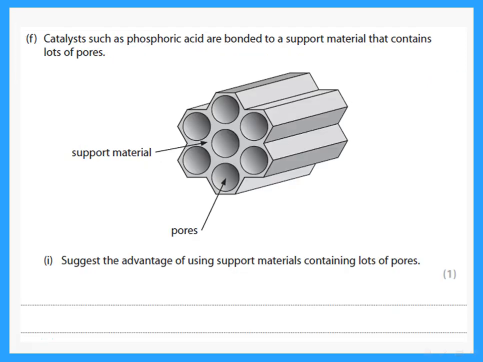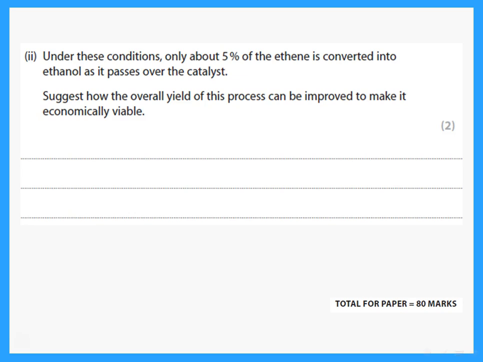Catalysts such as phosphoric acid are bonded to a support material that contains lots of pores. Suggest the advantage of using support materials containing lots of pores. Of course, if I put it like this, there is larger surface area, so there is faster reaction. Under these conditions, only about 5% of ethene is converted into ethanol as it passes over the catalyst. Now, suggest how the overall yield of this process can be improved to make it economically viable.